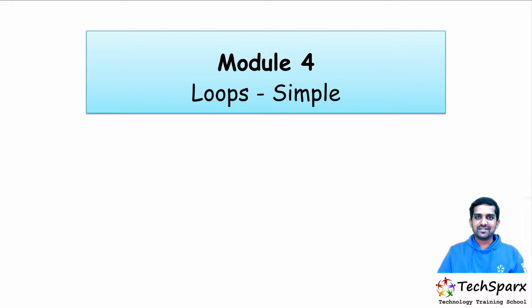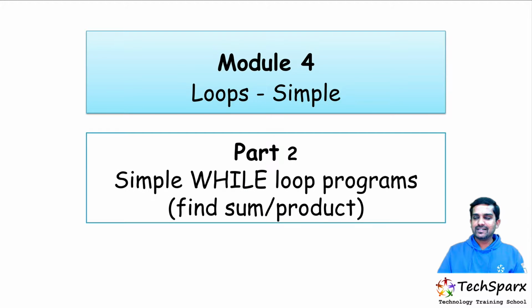Hi, in this module 4, Loops Simple, we'll be looking into part 2, where we'll be learning simple while loop programs to find the sum of the natural numbers and the product of the natural numbers. In the previous part, you would have looked into how to display these natural numbers, display the even numbers, display the odd numbers, display the numbers divisible by 3, and so on. But in this part 2, you will be actually learning how to find the sum of those natural numbers.